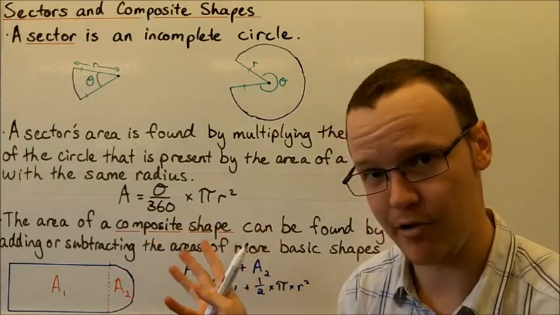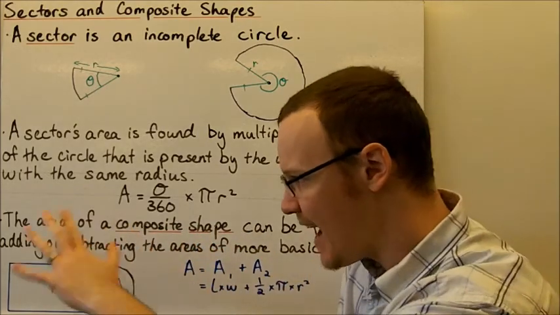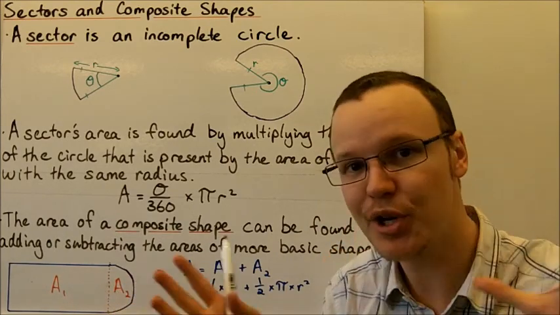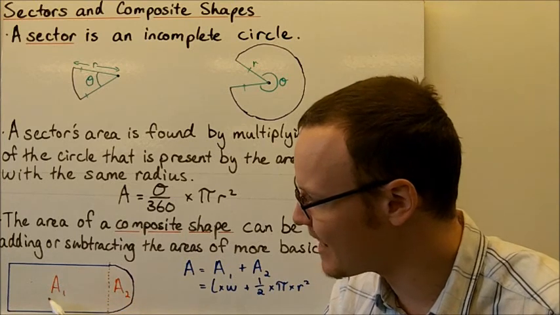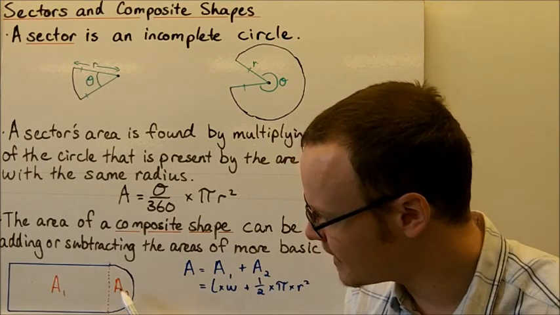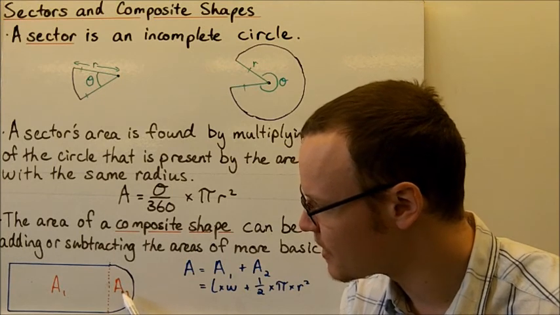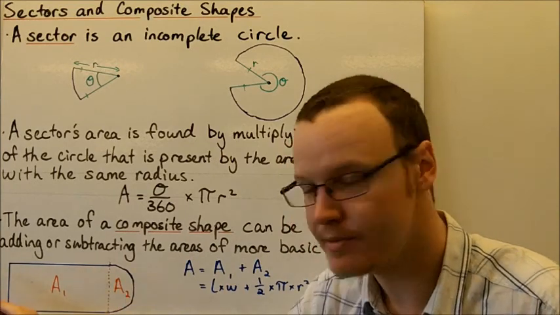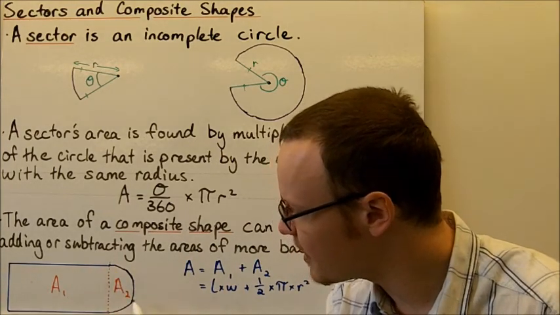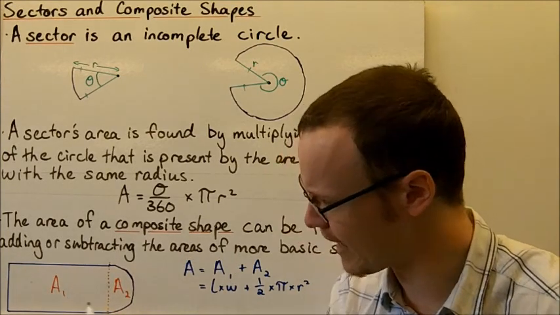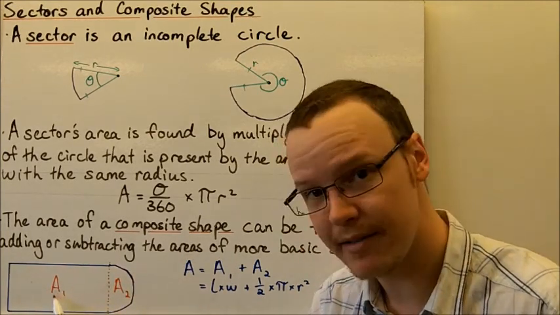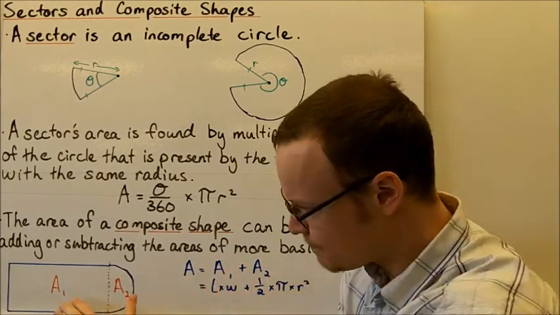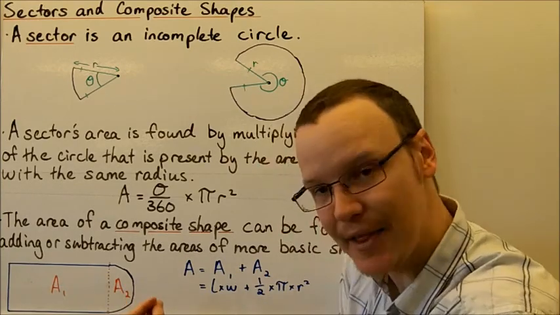So in order to find the area of a composite shape, we can just add or subtract the areas of more basic shapes. Here we've got a composite shape that's got two different areas. I've marked on area 1, A sub 1, and here this is A sub 2. So these are two different areas. This is the area of a more basic shape, a rectangle, and here we've got the area of a semicircle. So to find the total area, we're going to add them together. So the area equals A1 plus A2.